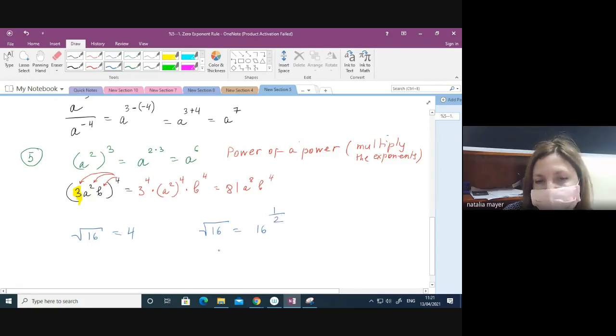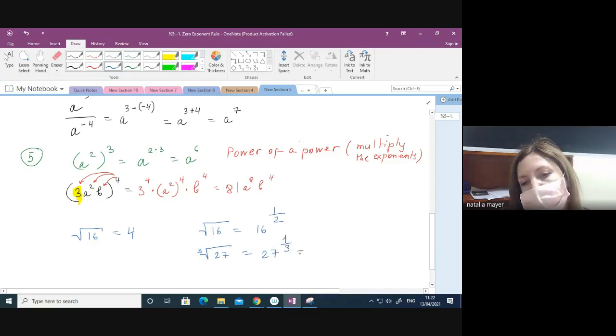Now, if I have a different radical, because square root is not the only radical out there, you can have different radicals, an infinite amount of radicals. For example, if I have a radical which has a number on top of this part of the radical, for example 3, and let's say I have 27, what does this mean? It means the same thing as 27 to the power of 1 over 3.